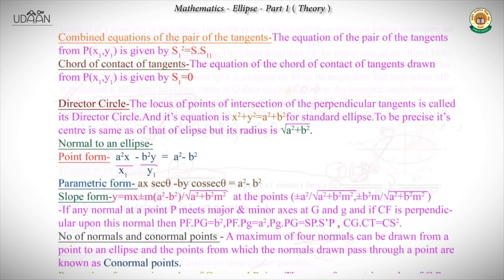Let's start the second part of the theory of the ellipse. Now, if you know a point x1, y1 outside the ellipse, then two tangents can be drawn. The combined equation of the tangents is given by S1 square equals S S11.